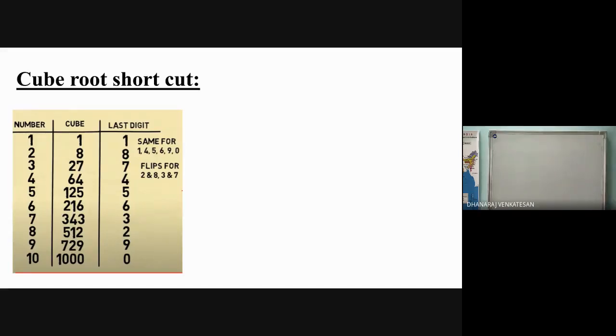Wait a minute. After solving cube root, I will go with that. Okay.